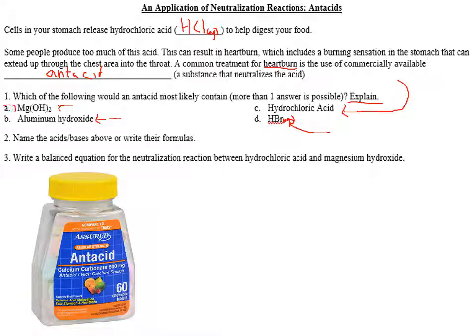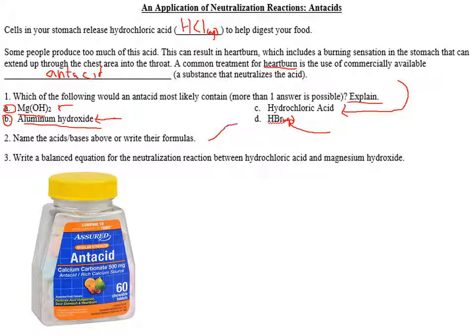So over here you can see that I've selected A and B. The problem is that you have too much acid that's harming your esophagus. So to neutralize it, you need a base, because a neutralization reaction occurs between an acid and a base. If you take some Mg(OH)2 or some aluminum hydroxide, which are both bases, it should help to increase the pH of the acid to bring it close to neutral.